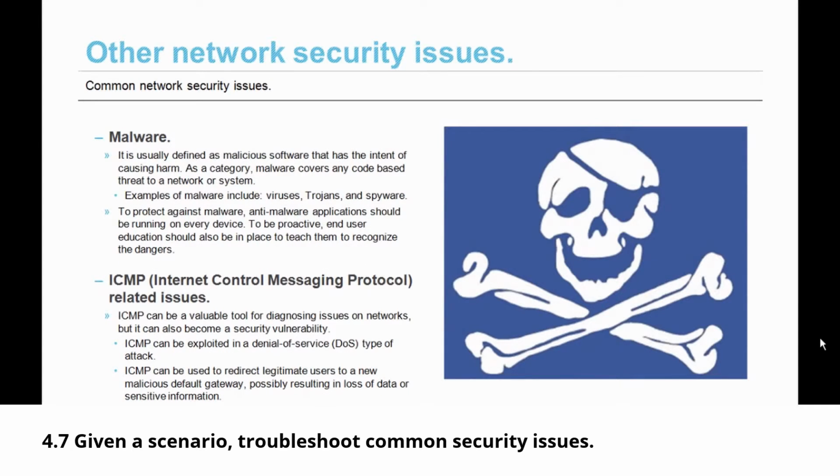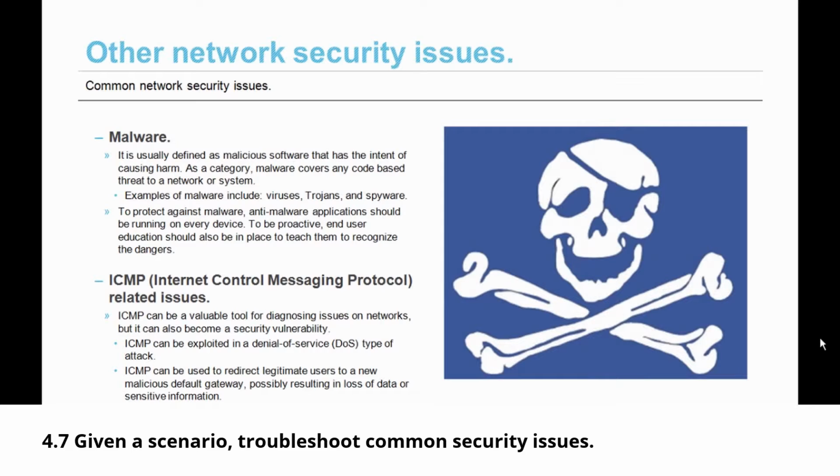Then there is malware. It is usually defined as malicious software that has the intent of causing harm. As a category, malware covers any code-based threat to a network or system. Examples of malware include viruses, trojans, and spyware. To protect against malware, anti-malware applications should be running on every device. To be proactive, end-user education should also be in place to teach them to recognize the dangers that malware presents.